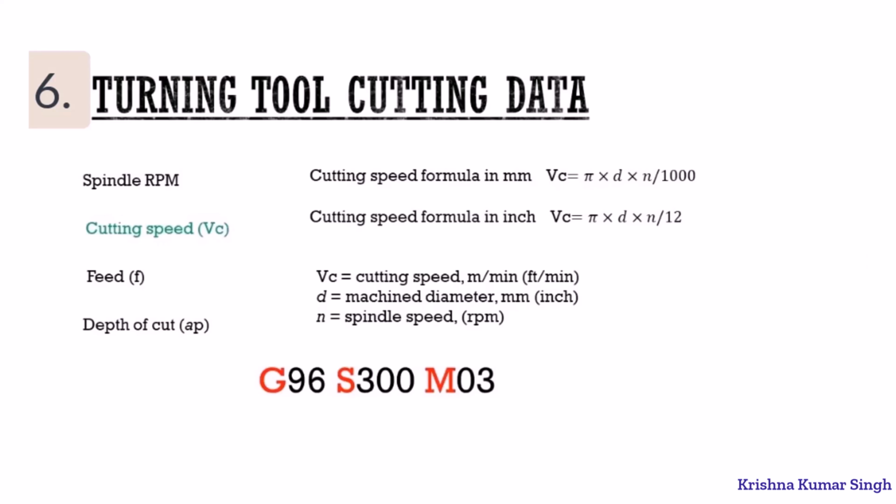This sample G-code starts with G96. In most CNC machines, G96 means that the cutting speed is constant, and it takes the number after S as the cutting speed. If we had G97 instead of G96, then the number after S would represent the RPM. Here we have constant cutting speed set at 300. M03 means the spindle will rotate clockwise.